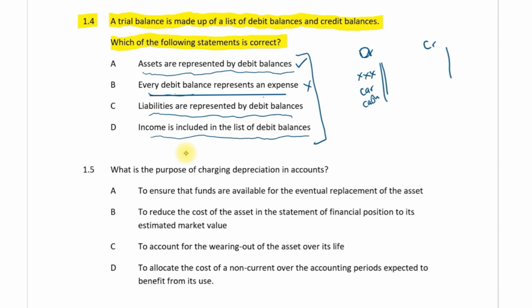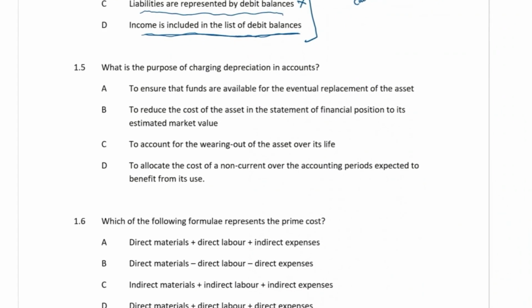Liabilities are represented by debit balances. This is not true. Liabilities, like a loan, are represented on the credit side. Income is included in the debit balances. No, income, like revenue, is on the credit side. So then we know that the answer to this particular question is A, that assets are represented by debit balances. We proceed.